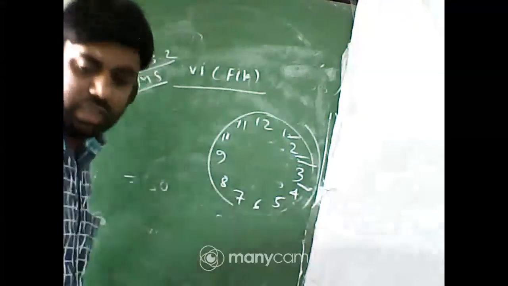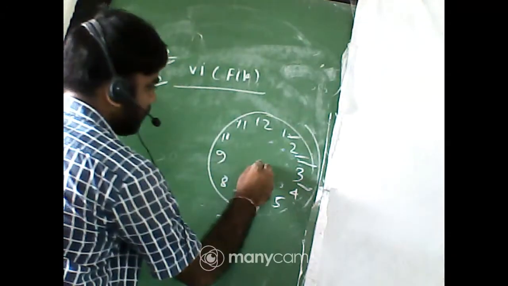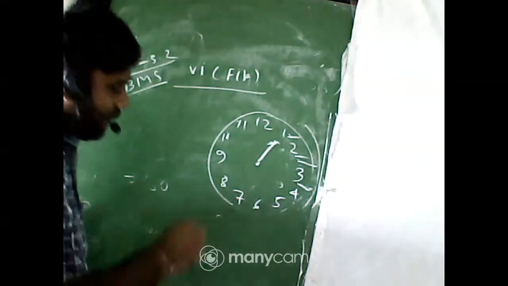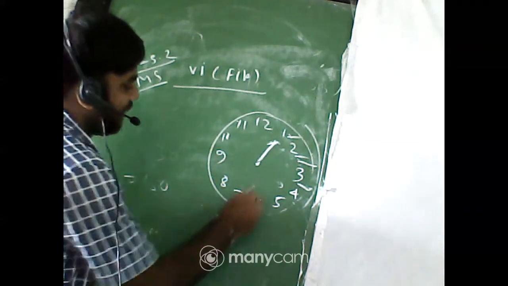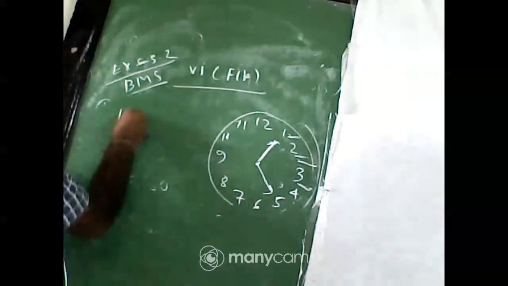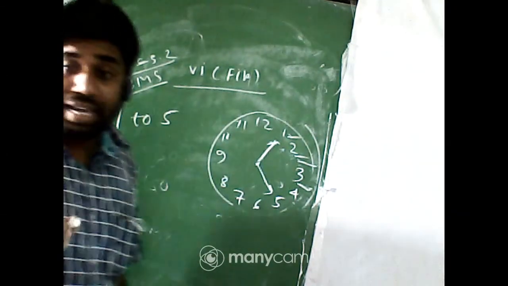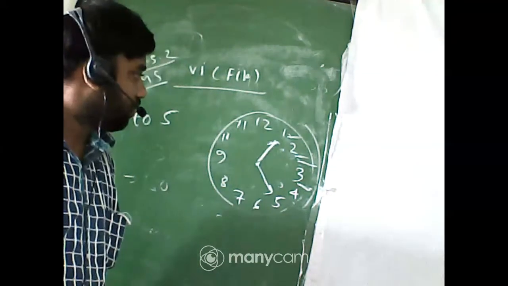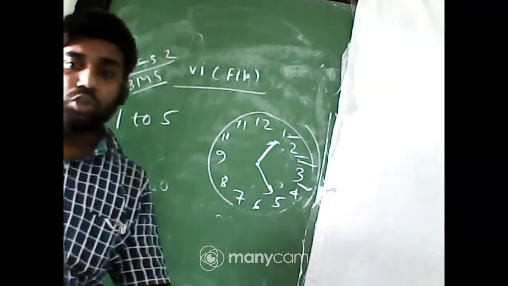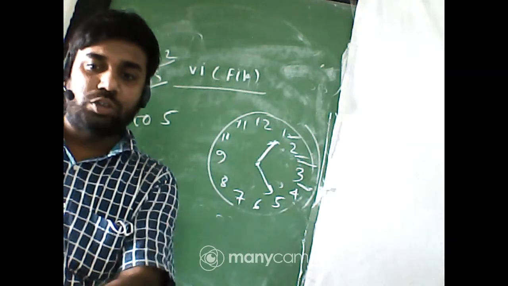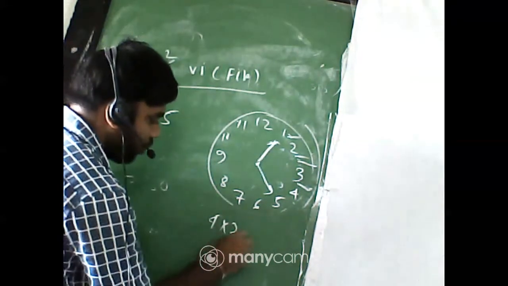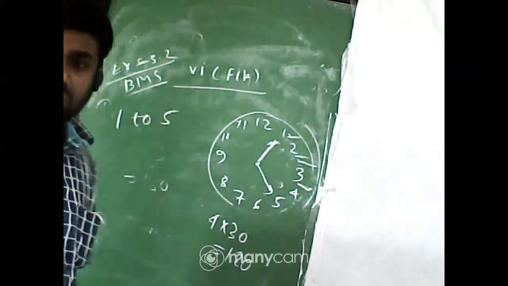Okay, Joita. Next question for Joita. At 1, our hand starts moving and rotating clockwise until it reaches 5. What angle will it form? 1 to 5. Fast, count the gaps clearly. 4. Okay, 4 gaps, so 4 into 30. That is 120 degree. Got it?